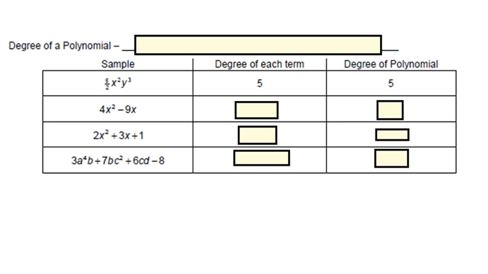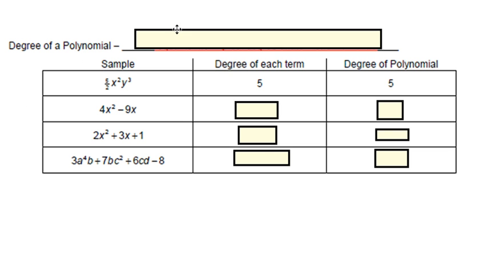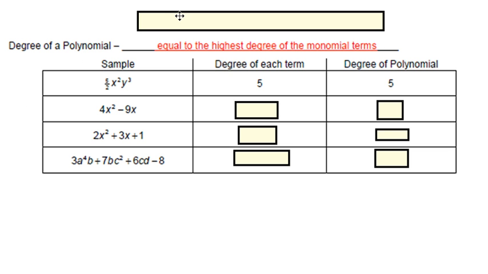And then last but not least, we want to look at what is the degree of a polynomial. Well, it equals the highest degree of the monomial terms. So we have to look at the monomials in the polynomial, and the highest degree is going to be the degree of my polynomial. So I have a 2 and I have a 1, but the highest degree would be a 2, so the degree of this binomial is 2.